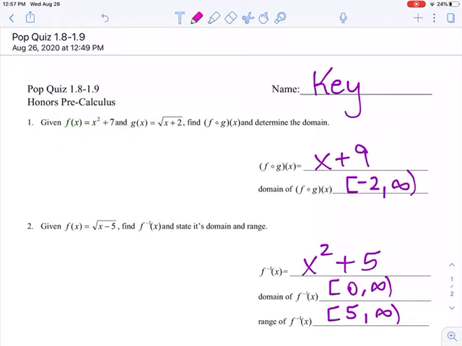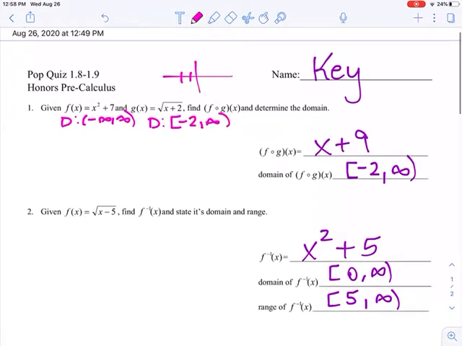Okay, so here we go. We know that the domain of f is all real numbers because it is a quadratic. We know the domain of g is -2 to infinity because it is a square root graph shifted left 2.